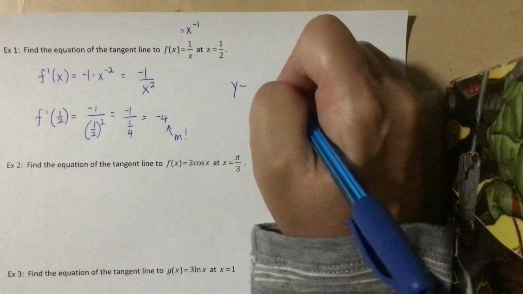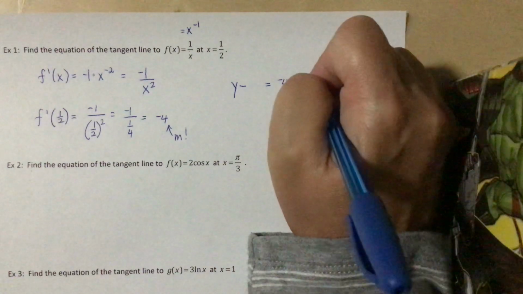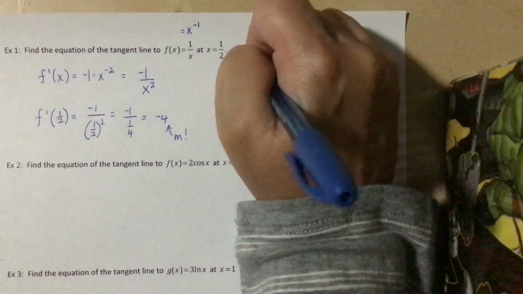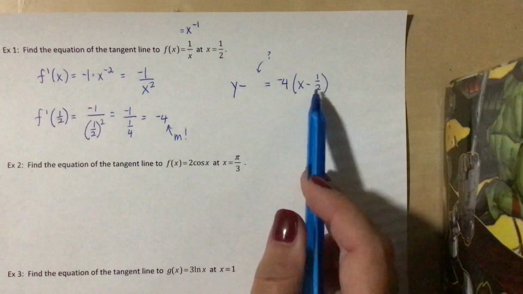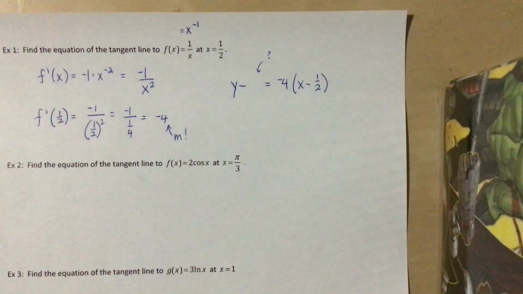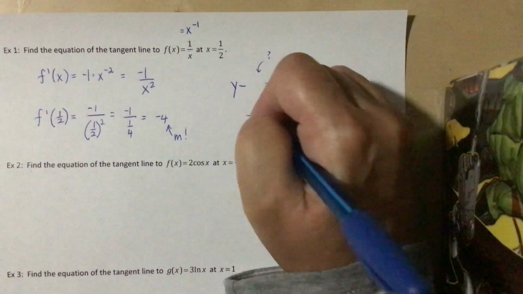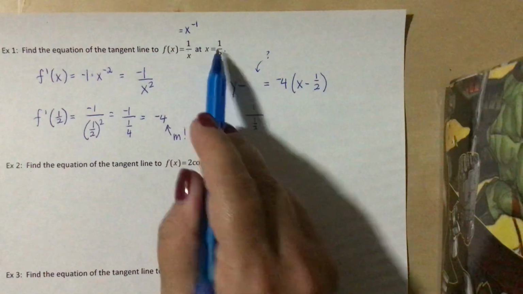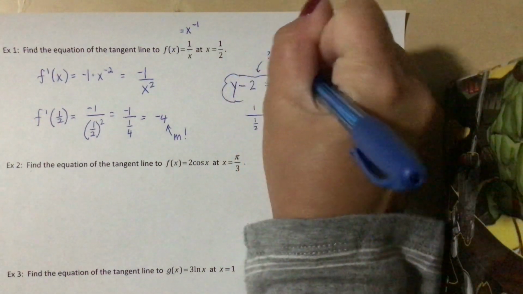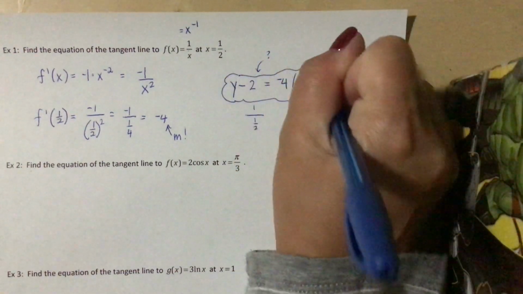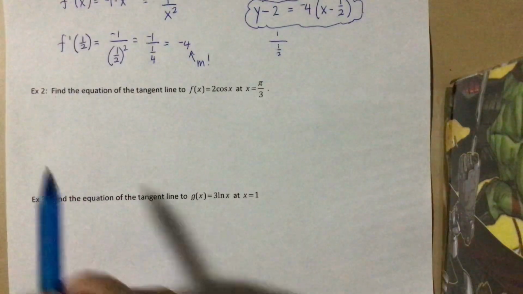So what I'm missing right now is I know my slope is negative 4, and I know my x value is 1/2, but what I'm missing, right, is my y value. Well, that's the point of tangency, right? X comma y is actually on the function. So I calculate my y value by doing 1 divided by the input of x, right, 1/2, and that's 2. So here's the equation of a tangent line. Okay, I'll do one more with you and then have you try one on your own.